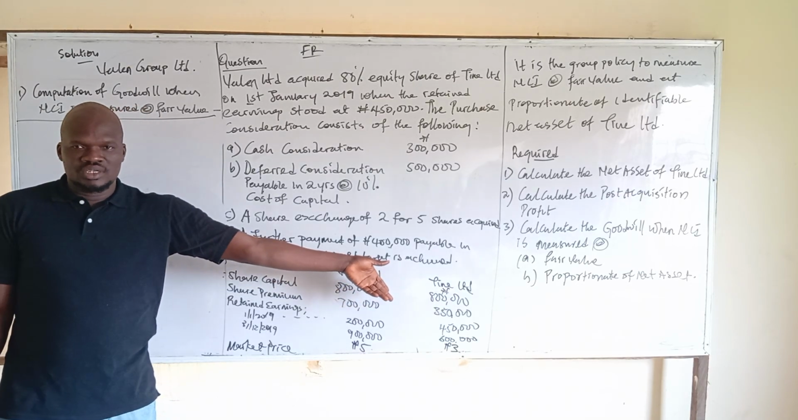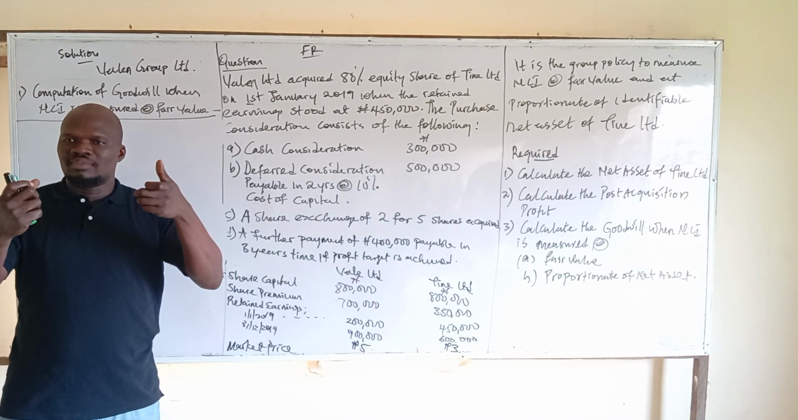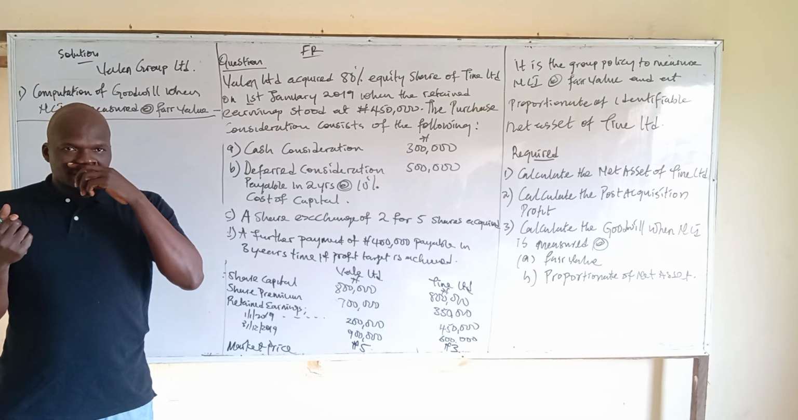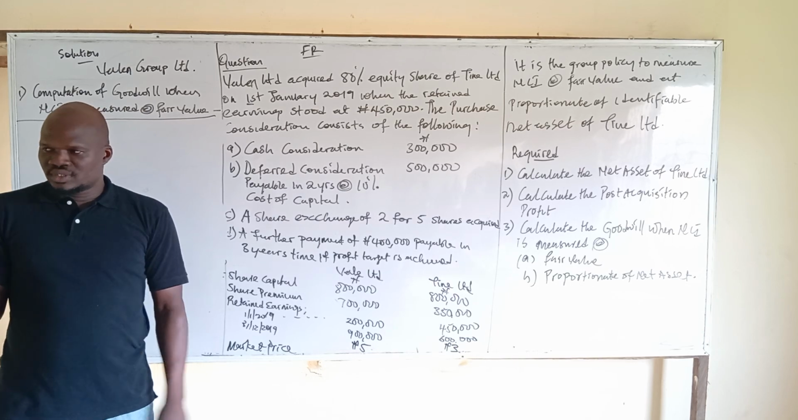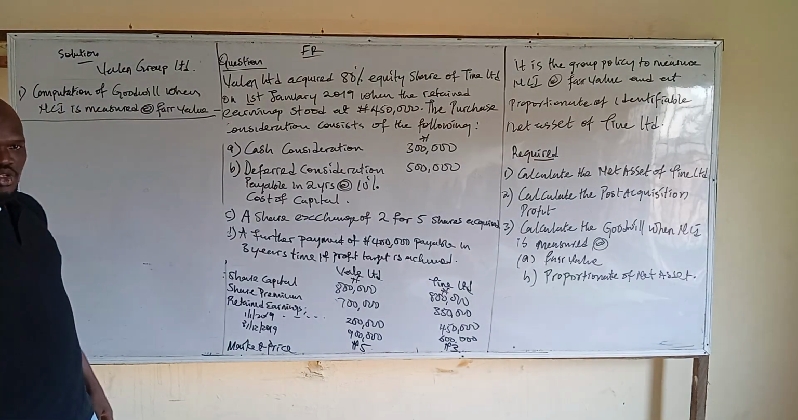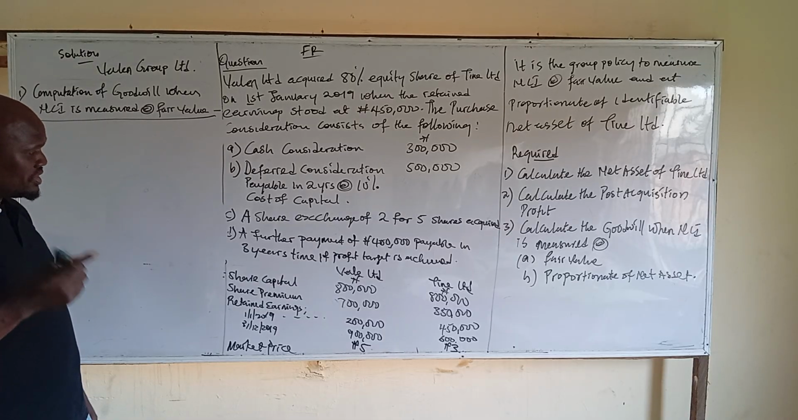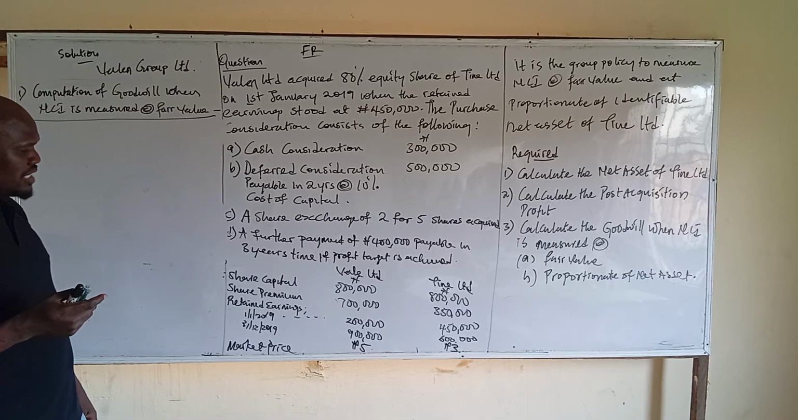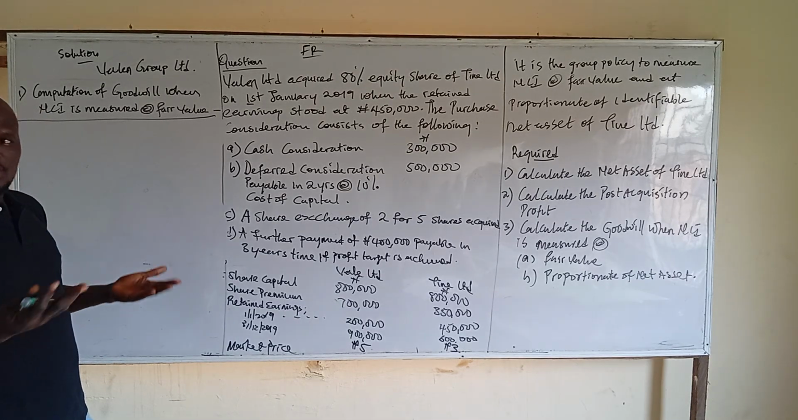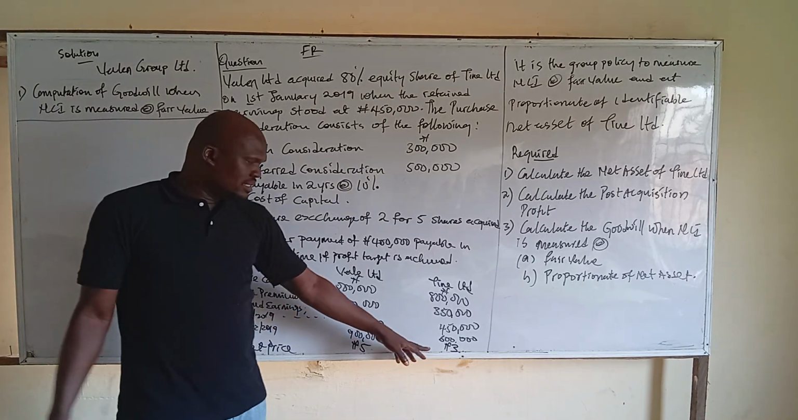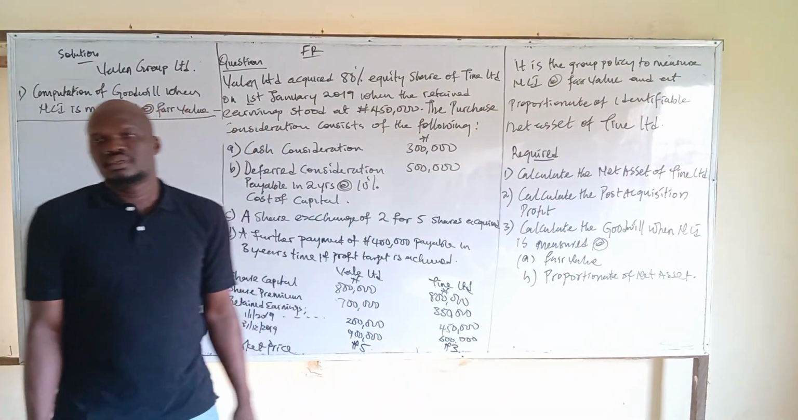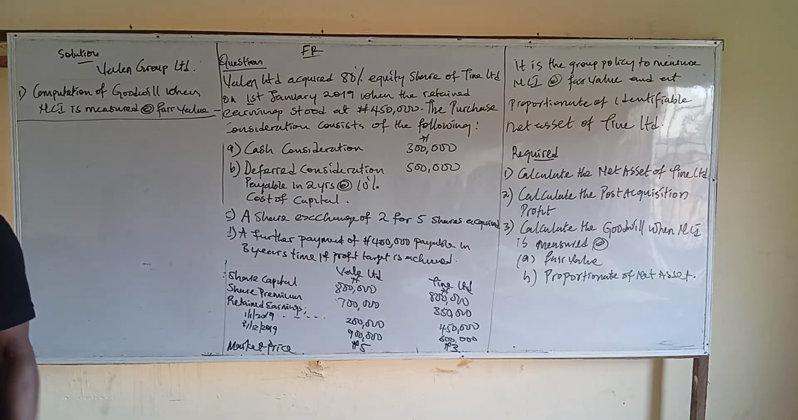NCI, non-controlling interest. So NCI has how many shares? 20% of 800,000 is what? 160,000 shares. So if that's 160,000 shares attributable to NCI, what do we do? We multiply by the market price of this. That's the fair value. You get the fair value of this.